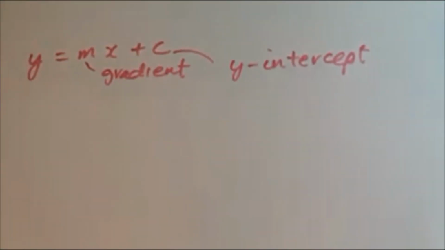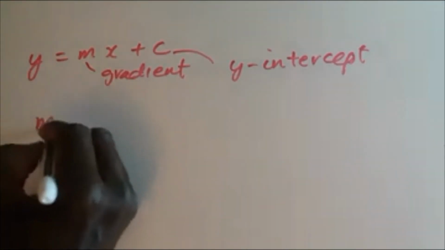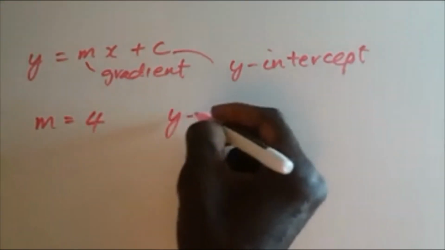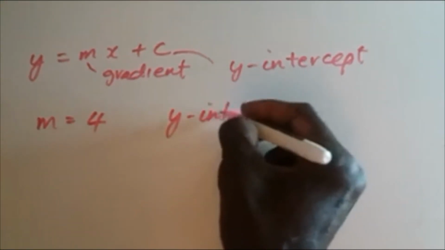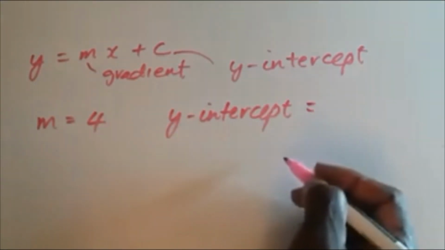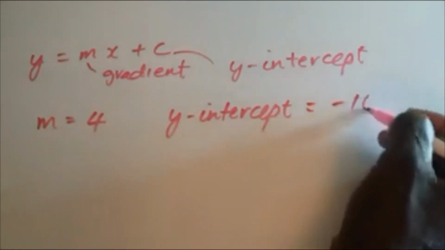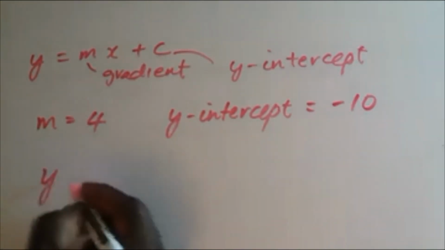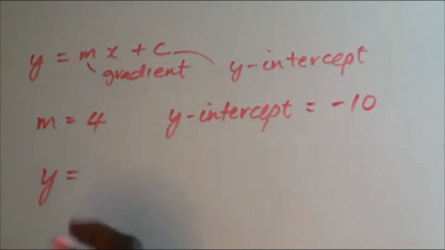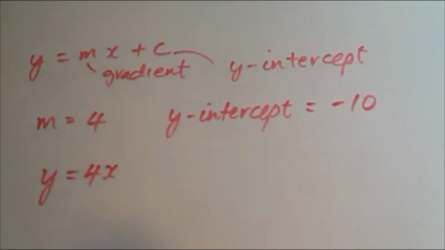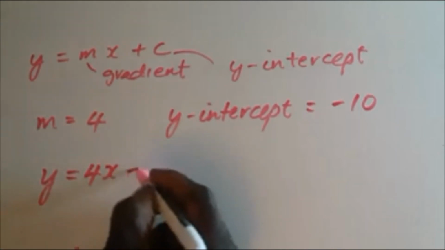What about if we are asked to write down the equations given the gradient? So we have a gradient m is equal to 4, and the y-intercept is minus 10. We will start with y equals mx. We know m is 4, so that's the coefficient of x. And we add our y-intercept to this, which is minus 10.